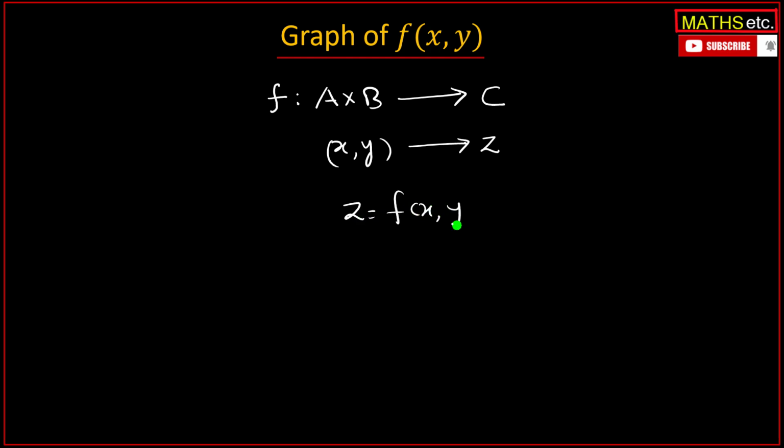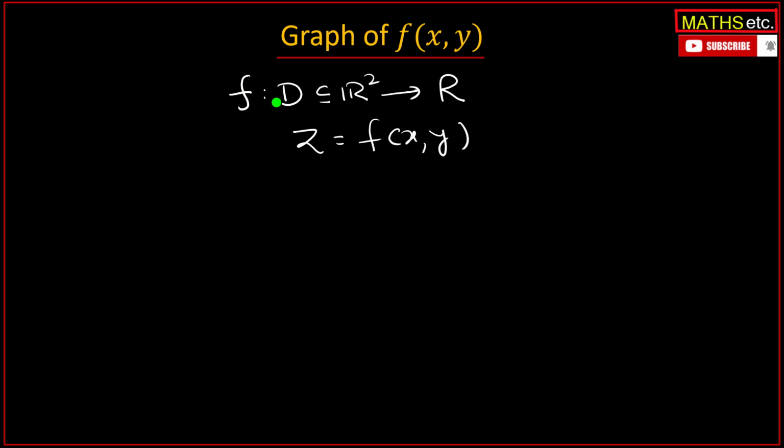z equals f of x comma y. This set A cross B is called domain of the function, and collection of all these z points is called range of the function. When we are doing calculus, all these x, y, z variables, they are real numbers. So A cross B, the domain, will be a subset of R square, that is xy plane. Now let us for the time being represent this A cross B set, that is the domain, by D symbol. So D will be a subset of R square, and this C will be set of real numbers.